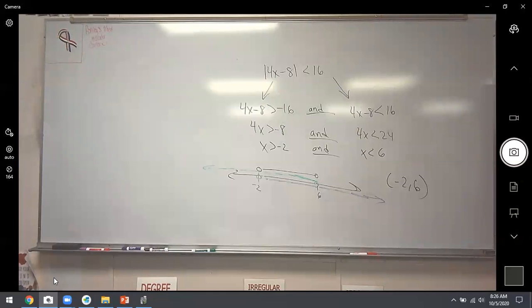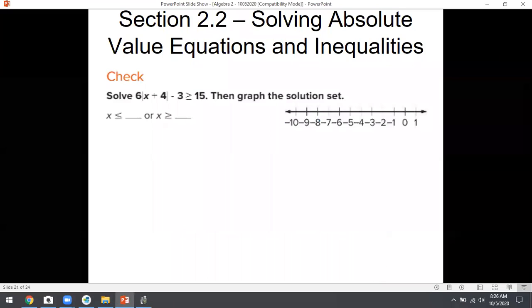Okay. Let's try another one. It's tricky. I remember this being tricky. Let's try this one. This is a greater than or equal to. That's a separate deal. Greater than or equal to, I think I got to go do or stuff. But one thing at a time. Let's not try to do the whole problem in one shot. Let's get the absolute value by itself first. And we'll worry about the details later.